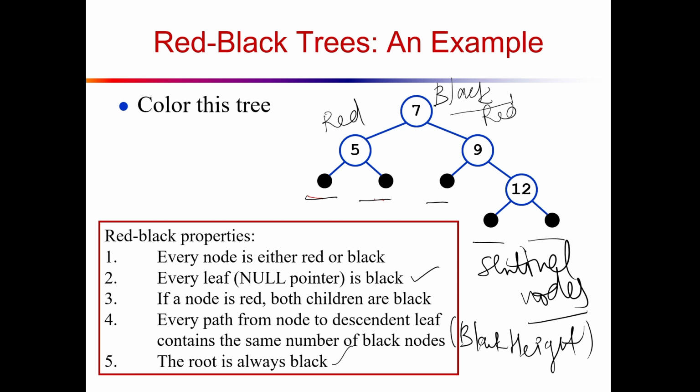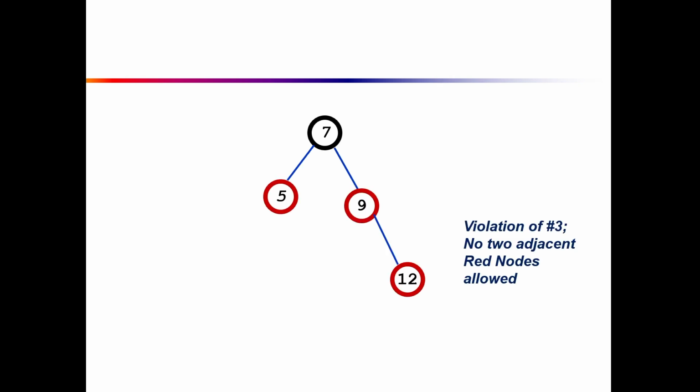So if I give both 5 and 9 the red color, the root is black and the children are red. That's all good. If I have to think about coloring node number 12, I'm left with two options. I'll tell you both options. But for instance, if I color node 12 red, then what will happen? Now we'll have this type of scenario. The root is black, that is all good. But both 9 and 12, adjacent nodes, are red, and that is a violation of property number 3.